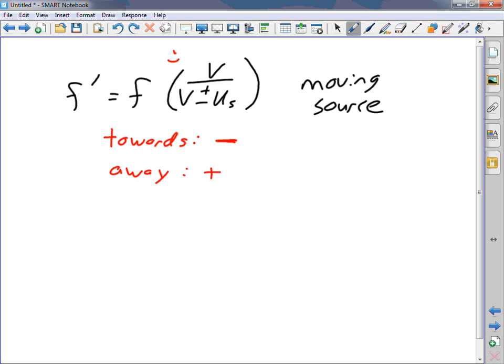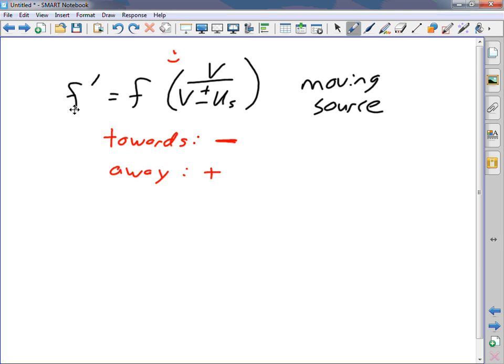What is U? U stands for the velocity of the source. We've used U for initial velocity in the past. Now, if this source is accelerating, it's a different ball game. That means U is constantly changing, which means the Doppler shift is constantly changing. So we're not going to be dealing with a changing velocity here. We're going to deal with constant velocity of the source.